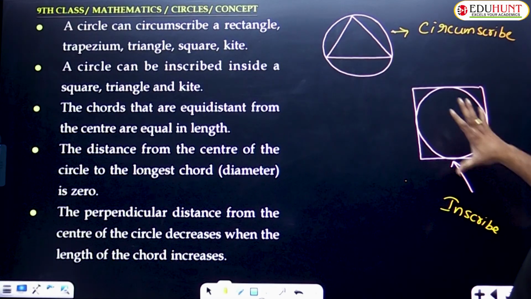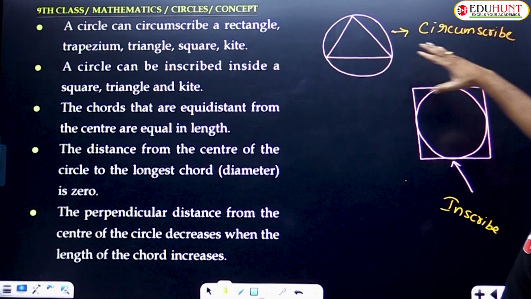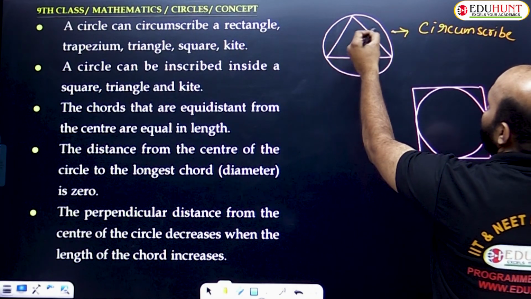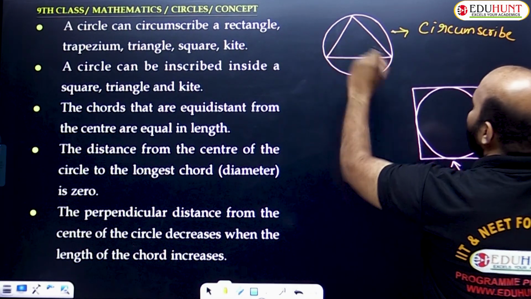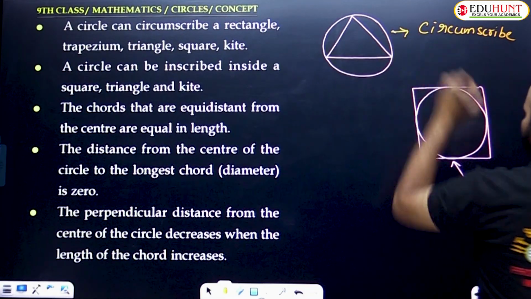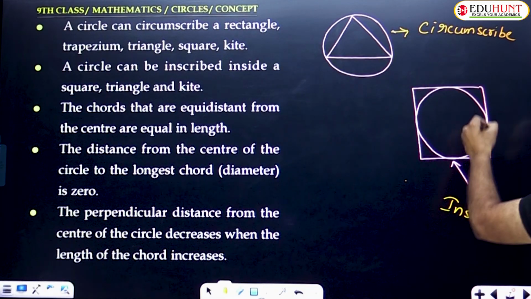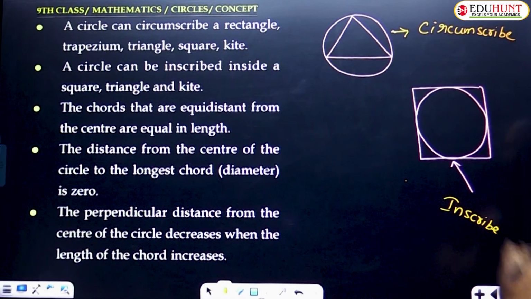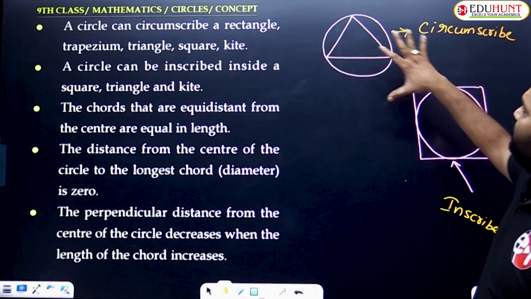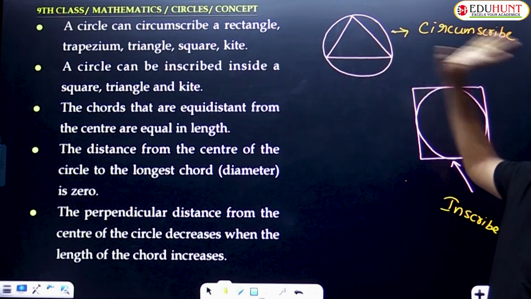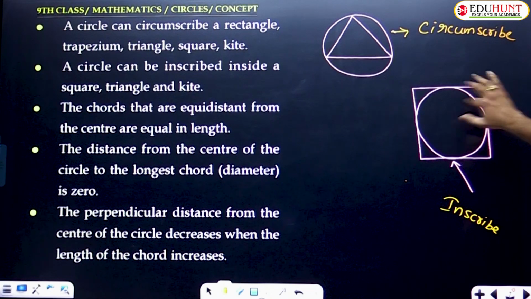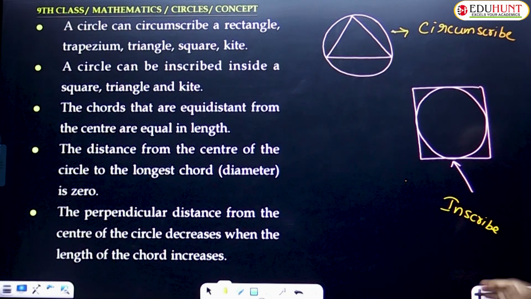What is the difference between circumscribed and inscribed? Clearly we need to understand: a circle taken outside of the triangle or square is called circumscribed. Inscribed means a circle drawn inside the square, triangle, or kite. So circumscribed means the circle appears outside the given geometrical figure, and inscribed means the circle is drawn inside it. Am I clear?